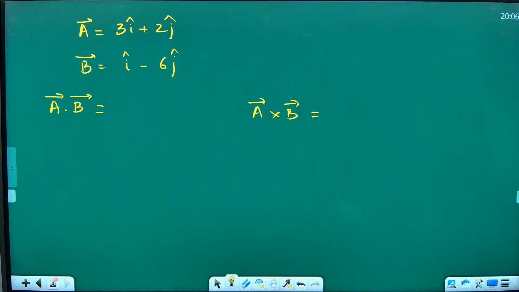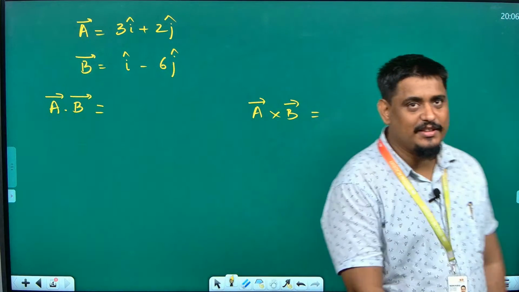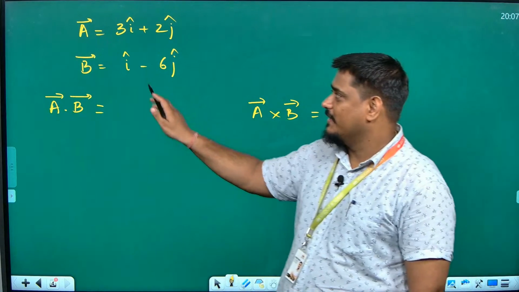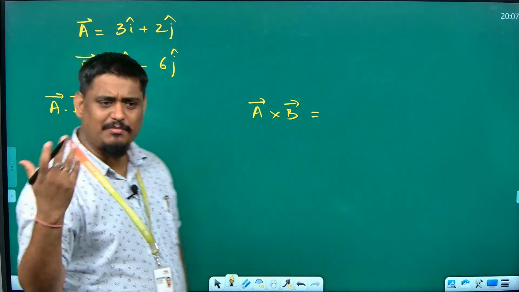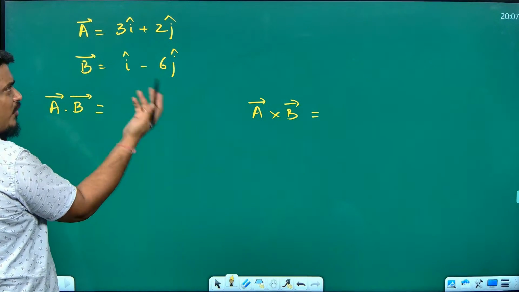Cross or dot? You should definitely. Yes, that way only. Since I am giving the first thing, A dot B, step by step. If you become an expert, you won't take much time. So here there are 2 here, 2 here, 4 possibilities are there.